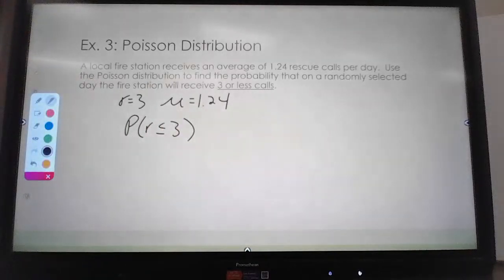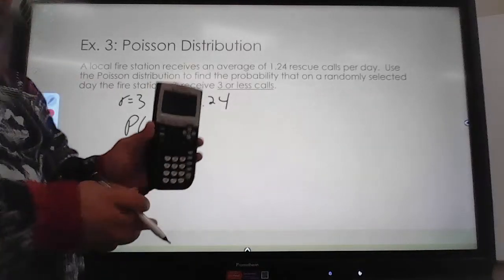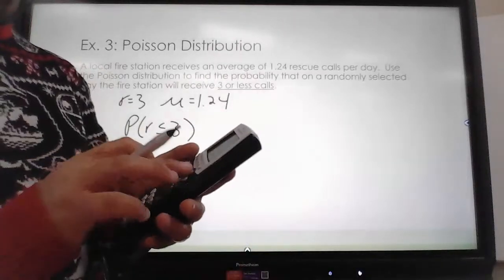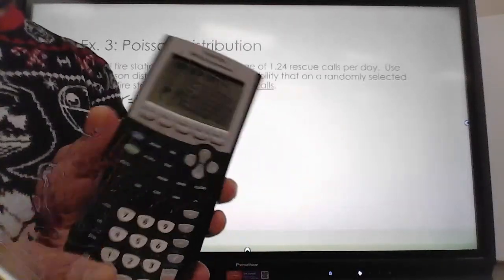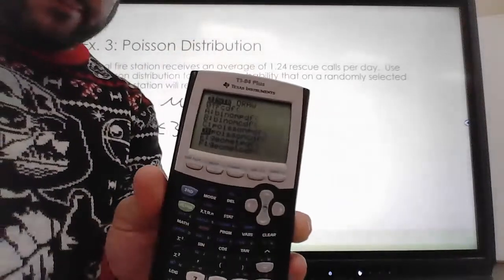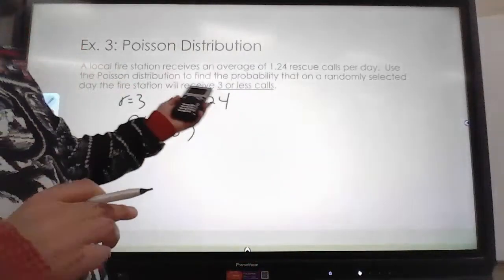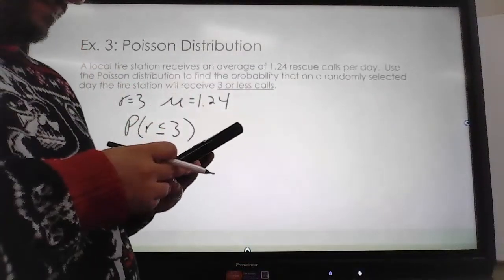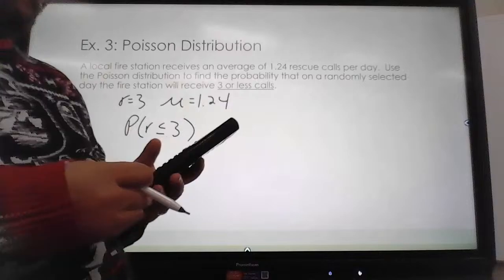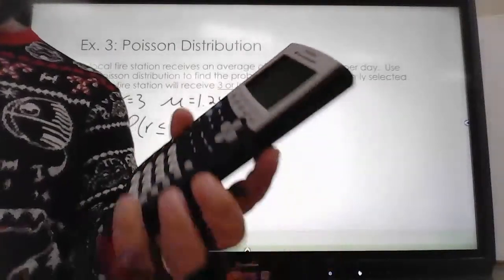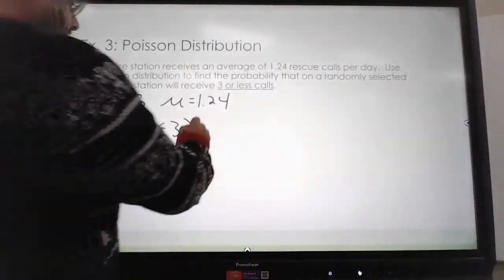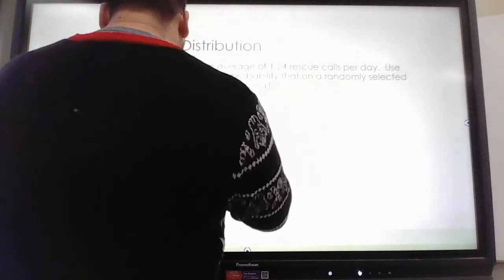That's a Poisson CDF. So instead of Poisson PDF, I'm going to go down to Poisson CDF right here. Enter. My average is 1.24. My X value is 3. This is what it should look like. I'm going to press enter. I get a value of 0.963.